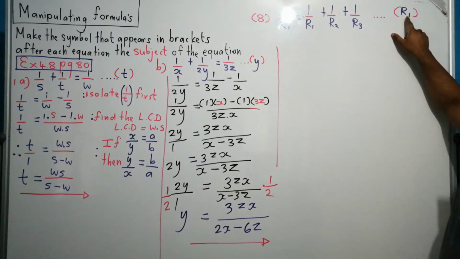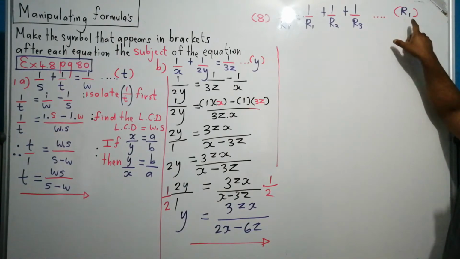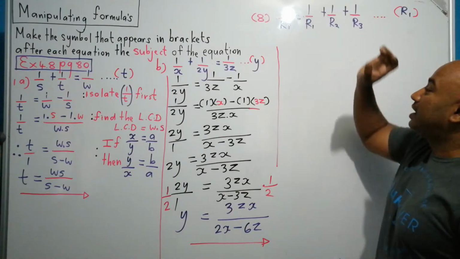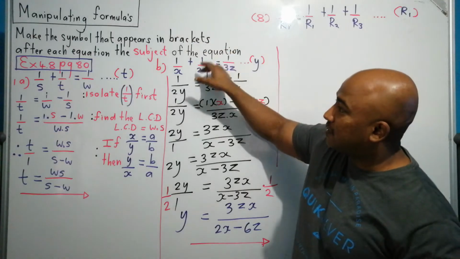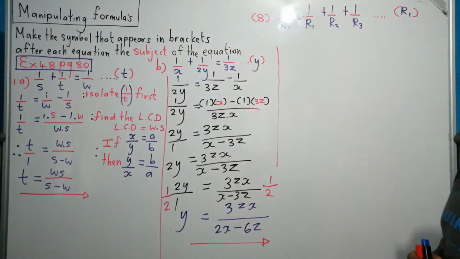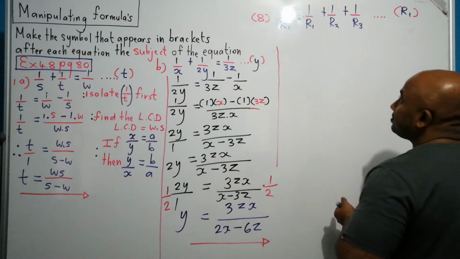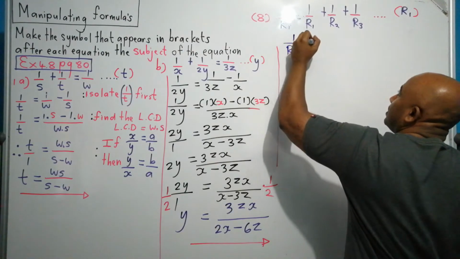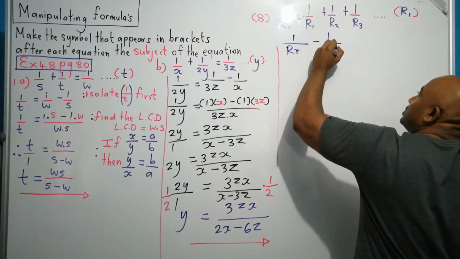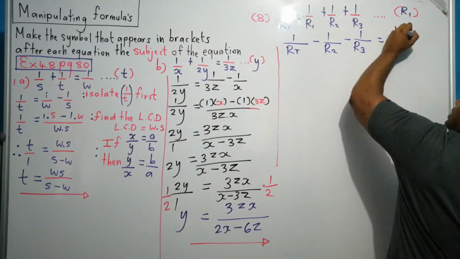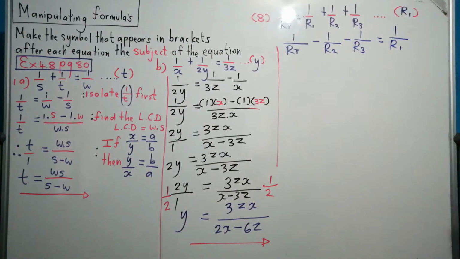So here the question is, make R1 the subject of the formula. So where is R1? R1 is part of the fraction 1 over R1, just like y was part of the fraction 1 over 2y, and t was part of the fraction 1 over t. So you isolate the fraction first. Here I got 1 over R total minus 1 over R2 minus 1 over R3 is equal to 1 over R1. So we isolate the fraction first.